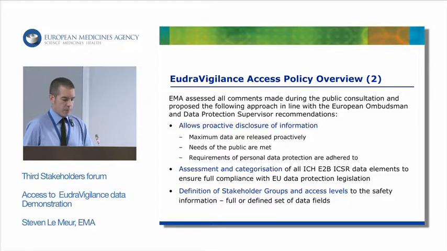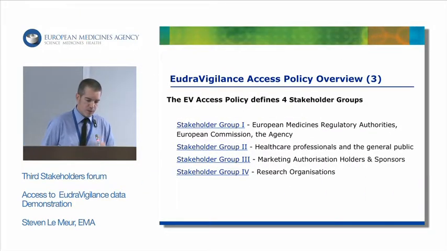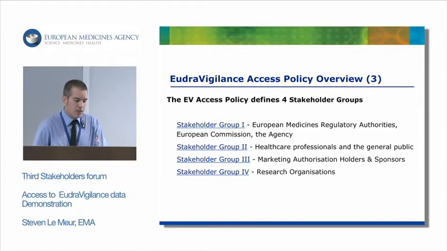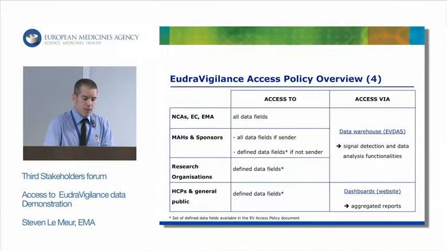Next slide, please. Those are the four stakeholder groups defined in the access policy. Group one is made of the European Medicine Regulatory Authorities, the European Commission, and the agency. Group two is made of healthcare professionals and the general public. The third group is for marketing authorization holders and sponsors. And the last one is for research organizations.